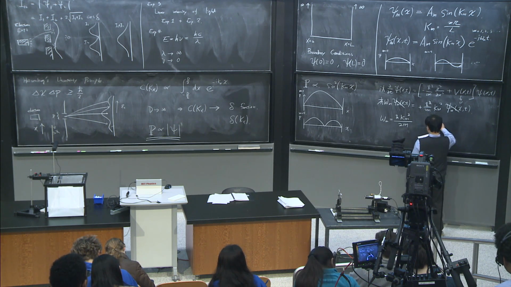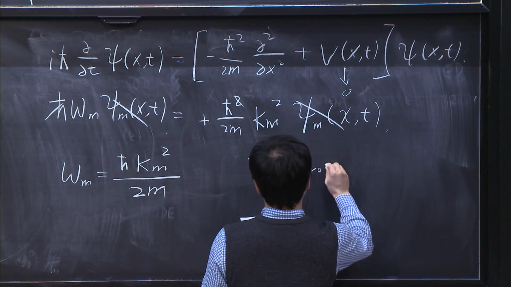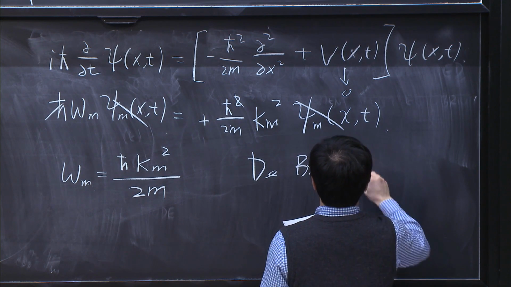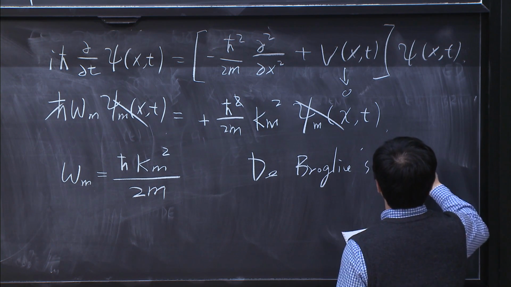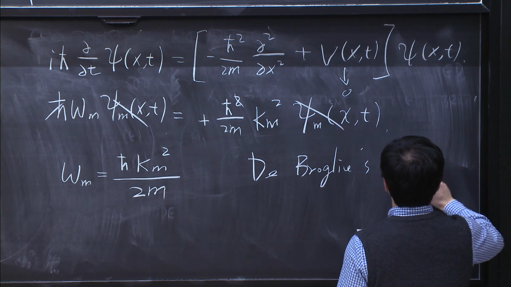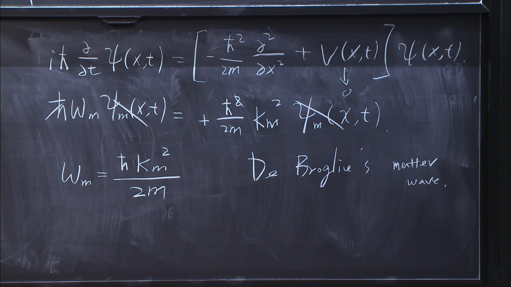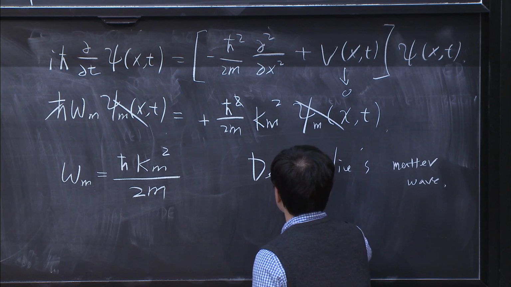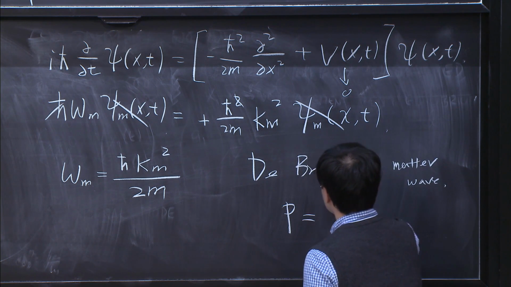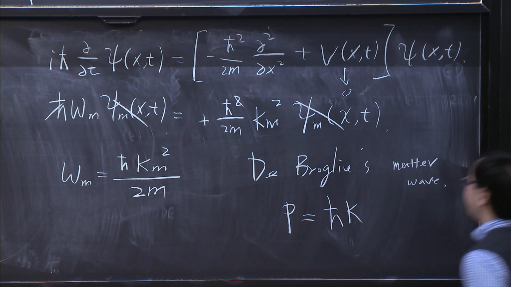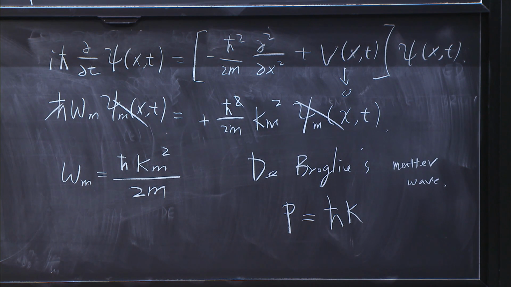De Broglie proposed that the wavelength of the matter wave is highly related to the momentum of the matter. Basically, he proposed that p, the momentum of the particle, is equal to h bar k, where k is the wave number of the matter wave.